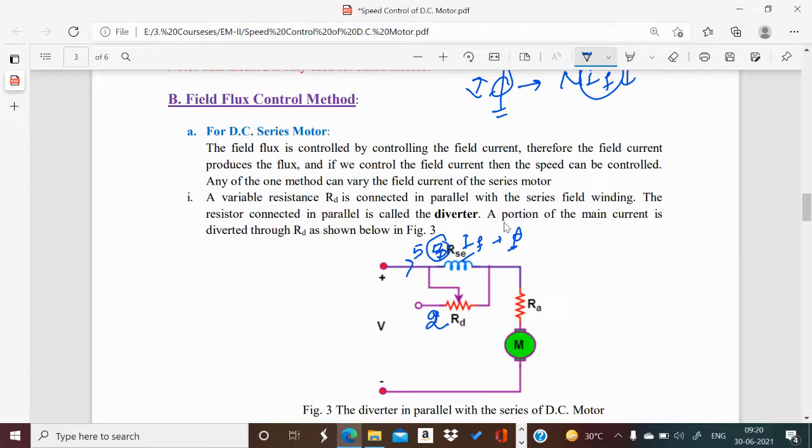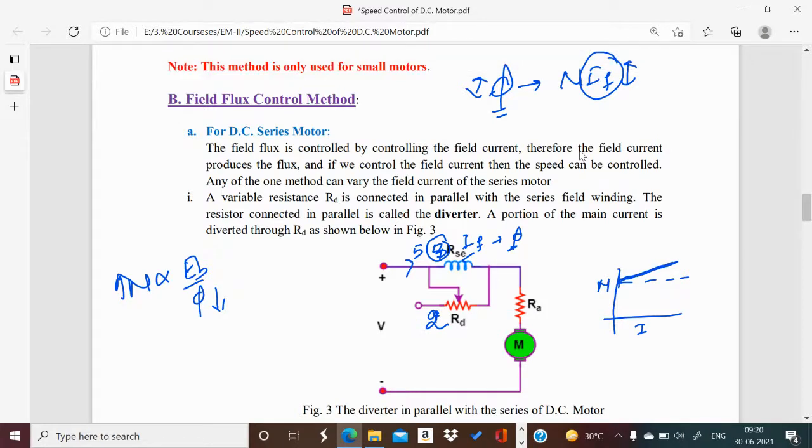If flux is less, then we can say that speed is directly proportional to EB or inversely proportional to flux. That means by reduction in flux, we can increase the speed. If we draw the characteristics, this will be the base speed and this will be our flux, or we can say current, then speed control is possible above the base speed. That means जो आप speed करेंगे वो अब base speed से ही control कर पाएंगे.